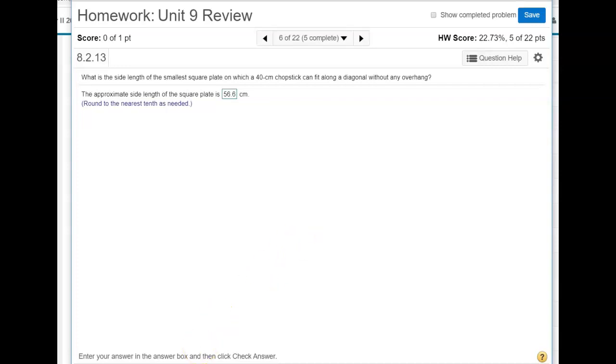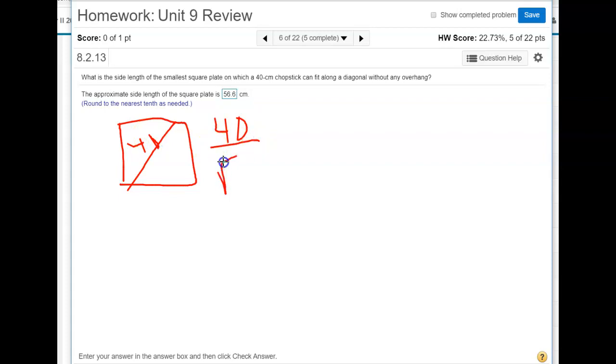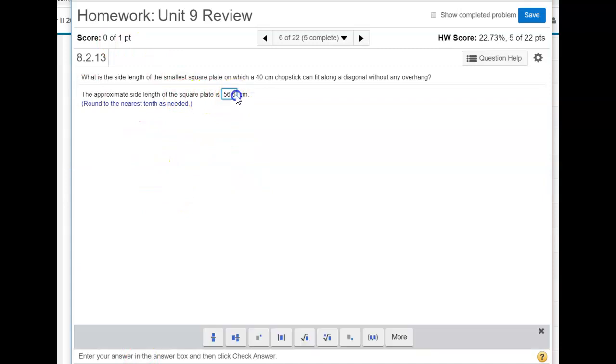Actually, I did this one backwards. We were given the diagonal was 40, and we have to get back to one of the sides. So we're taking 40 divided by radical 2, and I can go ahead and type that in my calculator, and we end up with 28.3. Let's go back and fix.